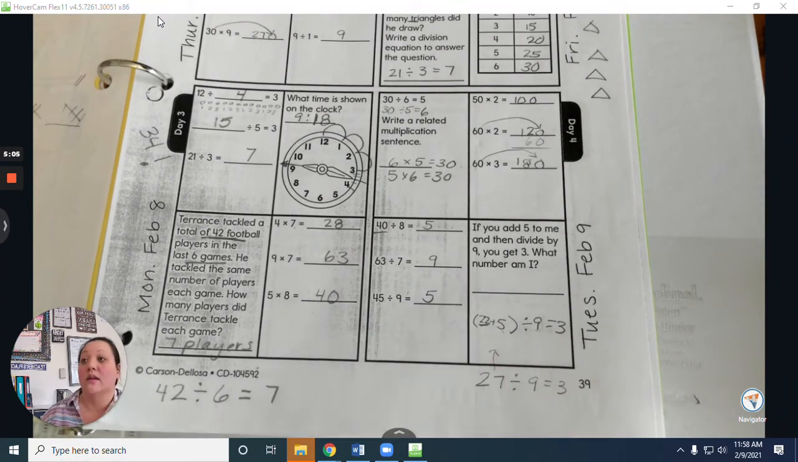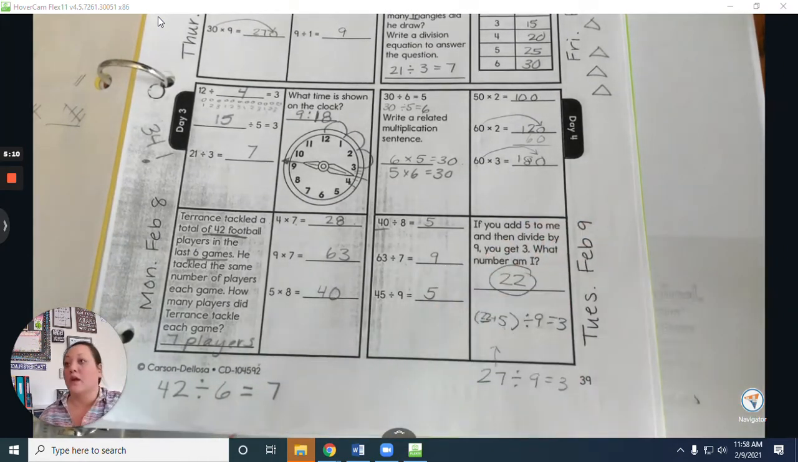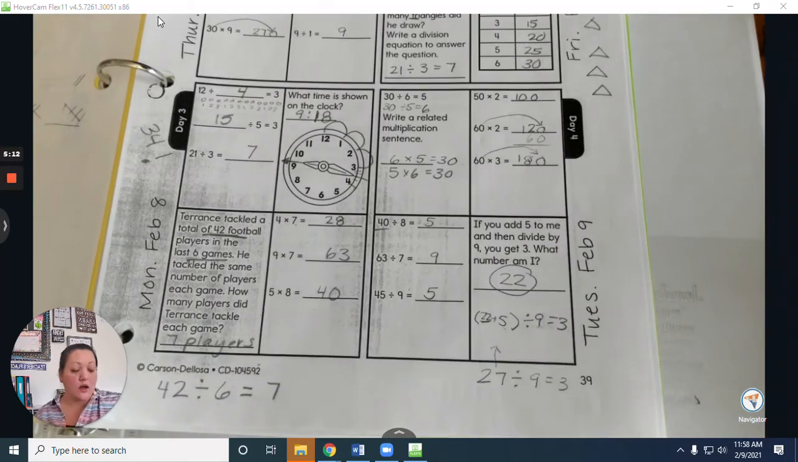So does that make sense? Yes, it does. So the number that you're starting with is 22. Those are tricky, and we'll hopefully get lots of practice with those.